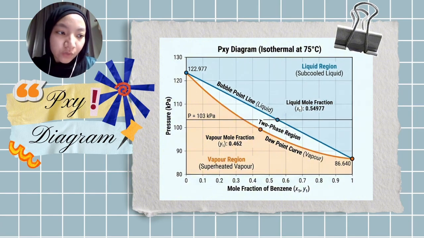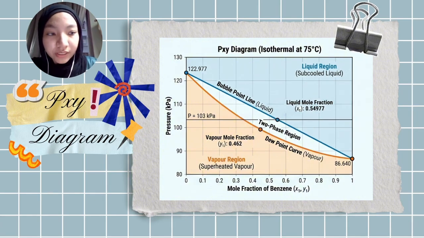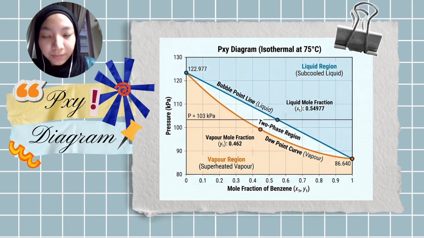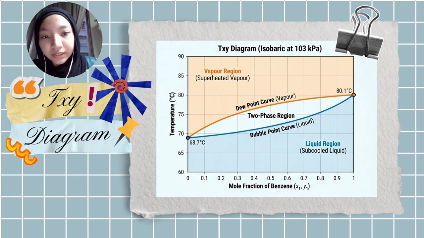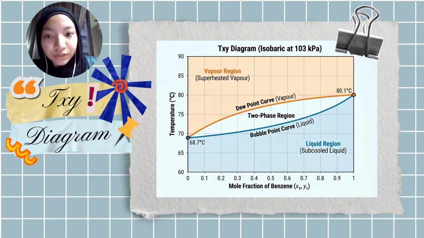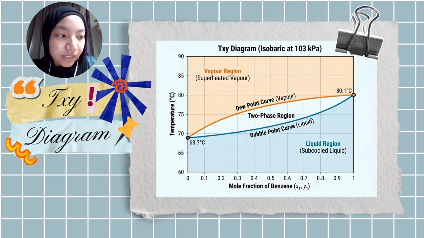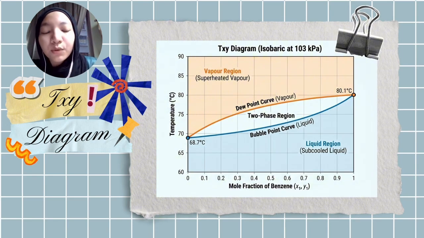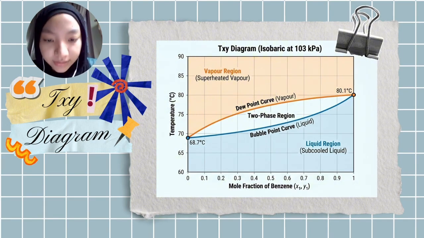Next, we move on to the equilibrium analysis, which is the P-x-y diagram. It illustrates the phase behavior of the benzene and n-Hexane system at a constant temperature of 75 Celsius. As you can see, the bubble point line is at the liquid region, while the dew point curve is at the vapor region. It is similar to the T-x-y diagram, which is at a constant pressure of 103 kilopascal. This diagram also highlights the pure component boiling points, which are 68.7 Celsius for n-Hexane and 80.1 Celsius for benzene.